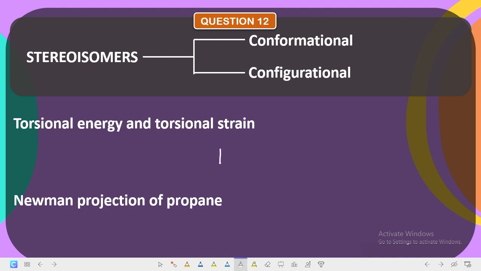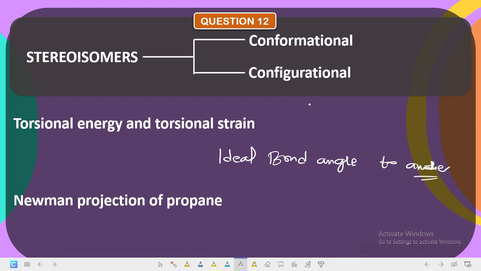Torsional strain, on the other hand, is the strain observed when a conformer moves from its ideal bond angle to another. You call that what? Torsional strain. The strain that is produced.